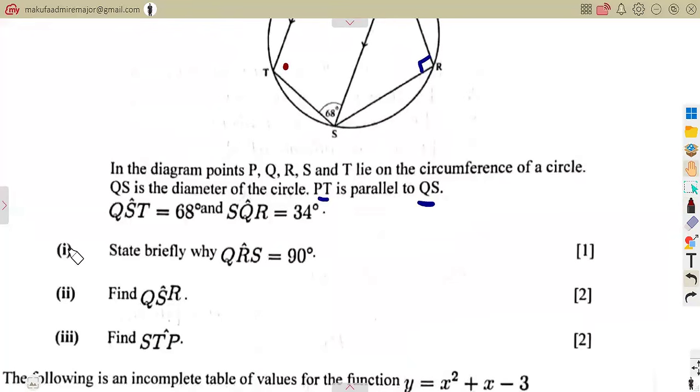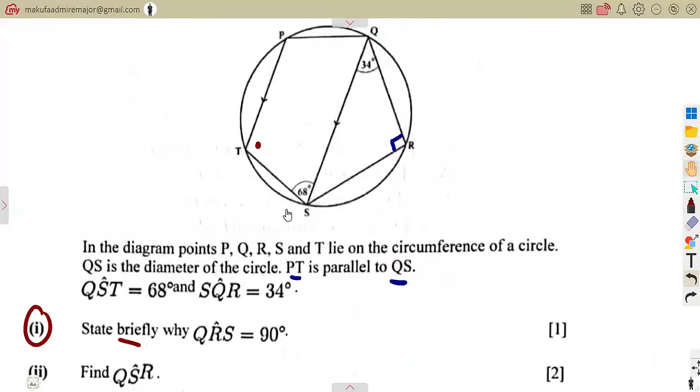So the question was, item 1: state briefly why QRS is equal to 90. This angle that I've talked about, that is 90 degrees. Why is it that it's 90 degrees?